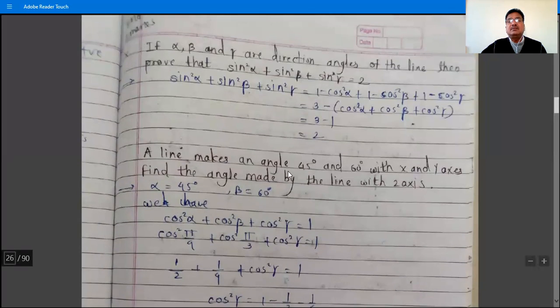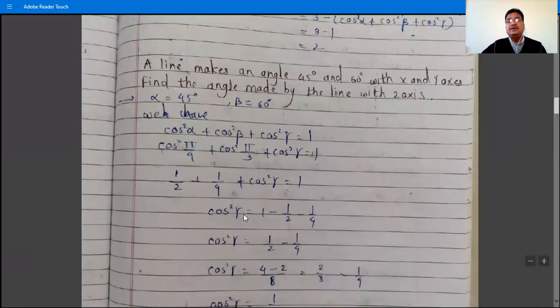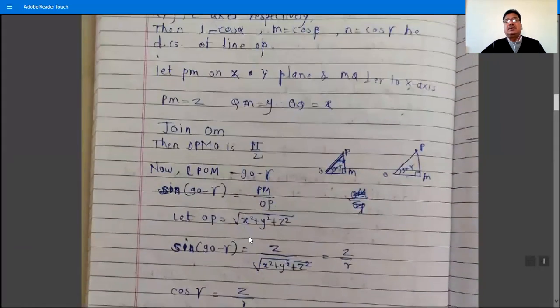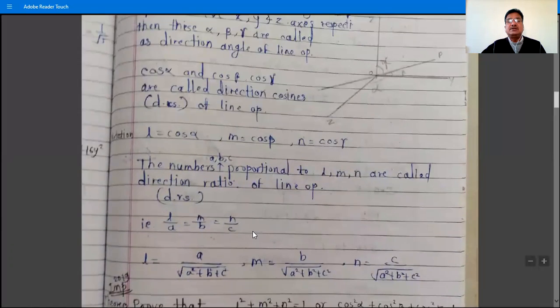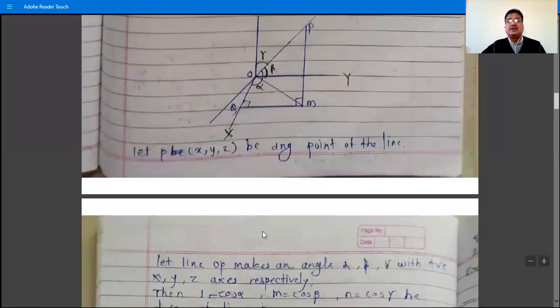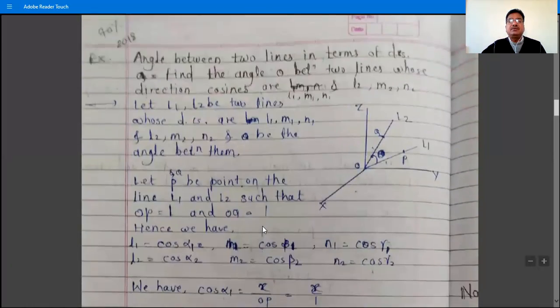So these are the problems. In this type of problem, out of alpha, beta and gamma, two are given, and we have to find the other, by using this relation. So this is about L square plus M square plus N square is equal to 1, or direction ratios and direction angles.